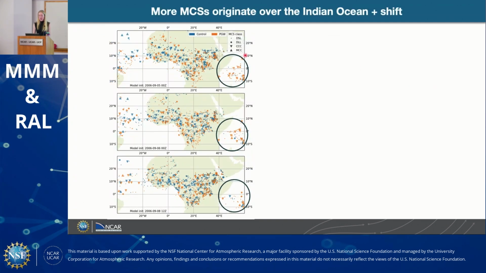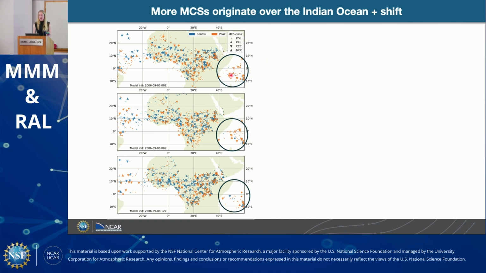So now we are looking at the changes in MCS location over Africa in those model runs I mentioned before. So the 3 different panels are those 3 different initialization times. PGW MCSs are shown in orange, and the control are shown in blue. We did also track disorganized convection. That's what the D stands for. And then CCC and MCC are MCSs that are, some are circular and some are more linear.